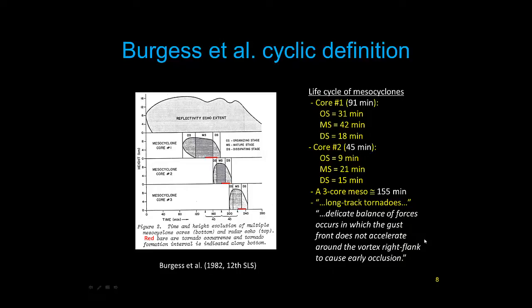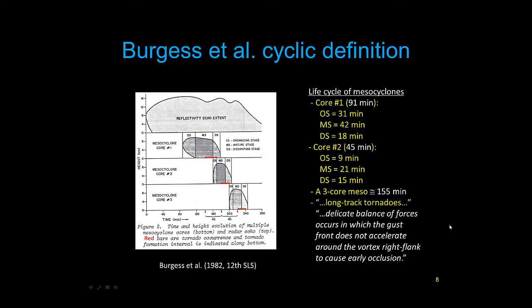Don Burgess went on to state that for long-track tornadoes, there may be this delicate balance of forces in which the gust front doesn't get too far ahead or accelerate around the vortex. So he's kind of implying there's this balance between inflow and outflow, which was fairly prescient from him, because a lot of the more recent research is suggesting that sort of thing.